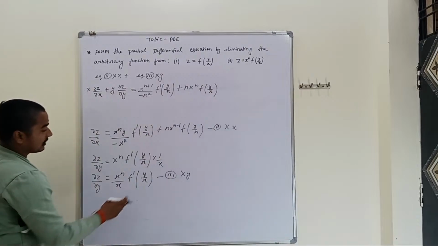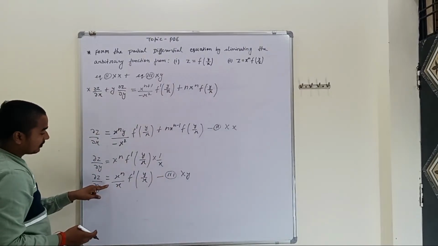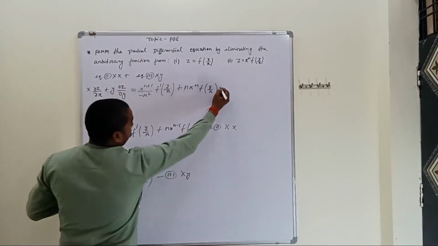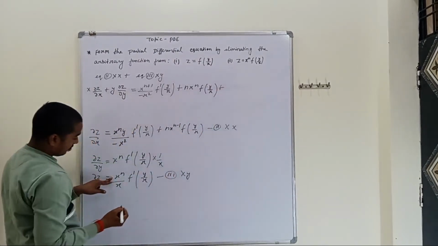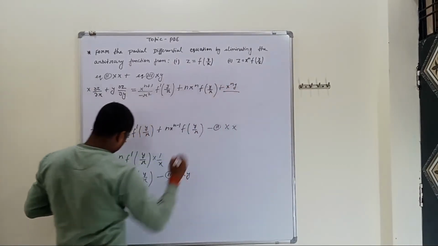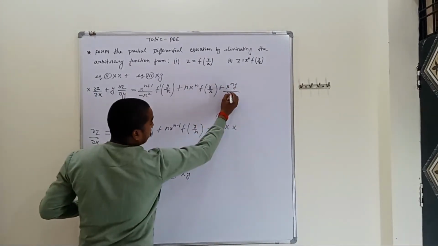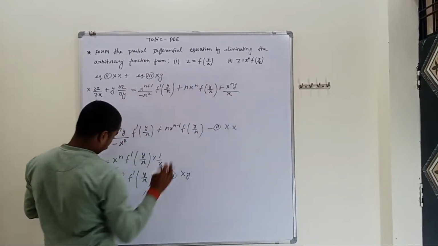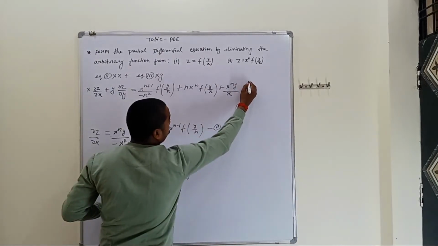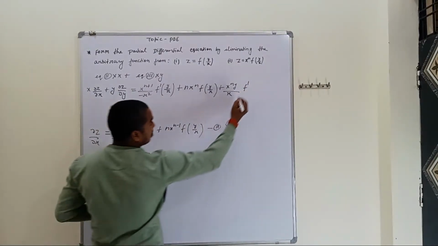and the right hand side of equation third is, on multiplying with y, plus x and y upon x, x and y upon x f dash y by x.